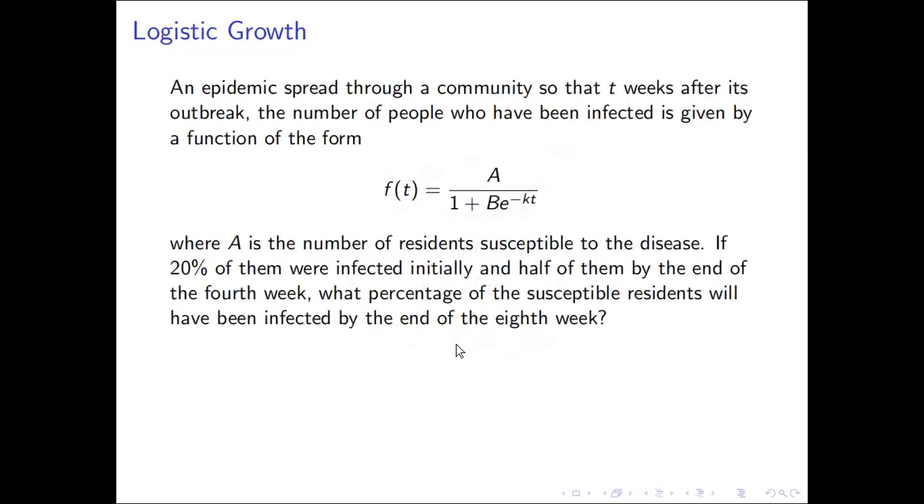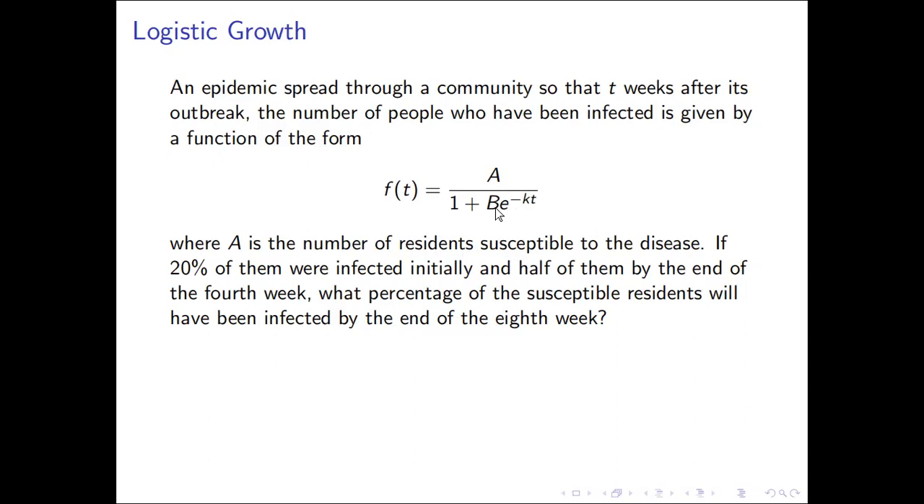Let's read the problem. An epidemic spreads through a community so that 3 weeks after its outbreak, the number of people who have been infected is given by a function of this form: f of t equals A over 1 plus B e to the negative kt. Now, note here that the differential equation is not given, rather you are given the form already.